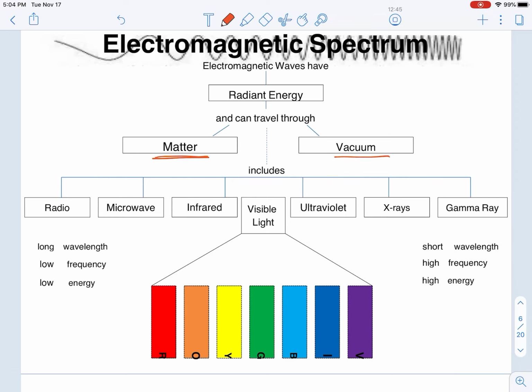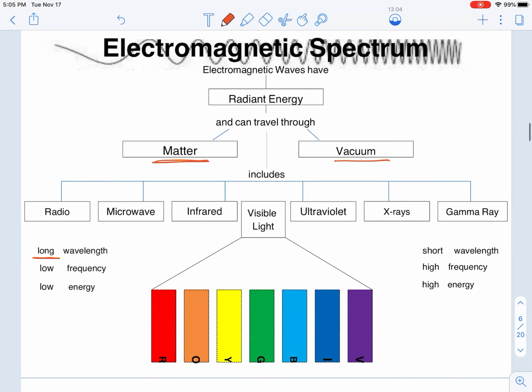And it can also travel in a vacuum, which, if you don't remember what a vacuum is, is where we have some sort of container that does not have any particles. So sometimes I say it's like outer space in a box where there's absolutely no atoms, no particles in that environment. The radio waves you can see here have the longest wavelength.